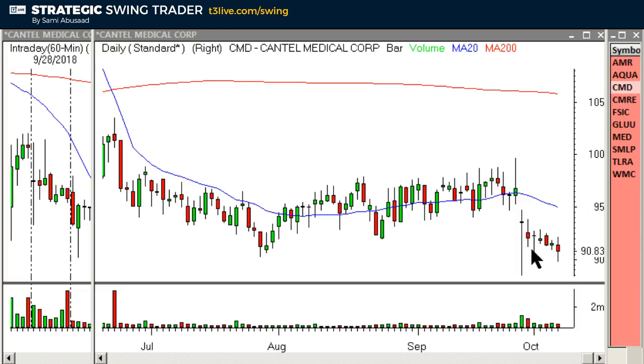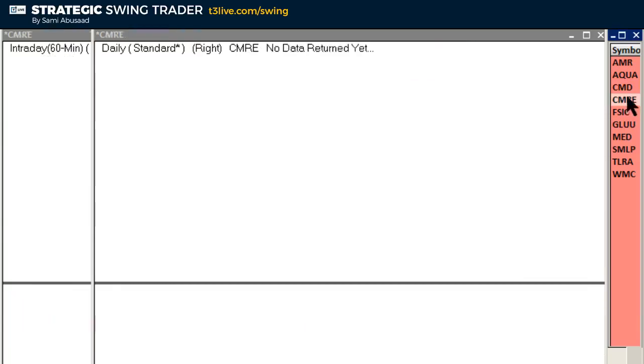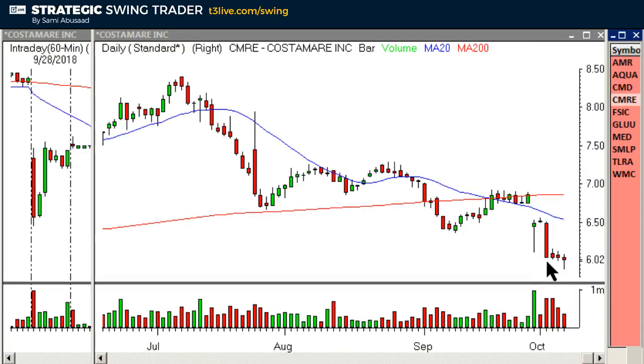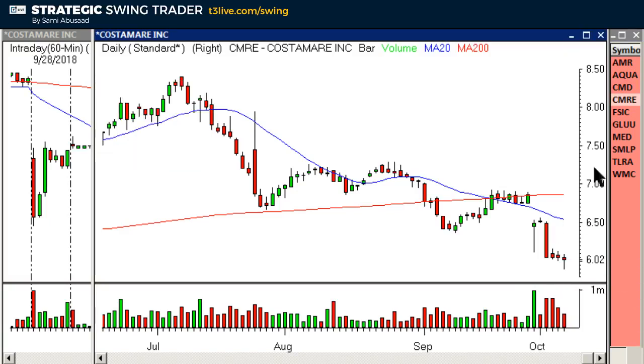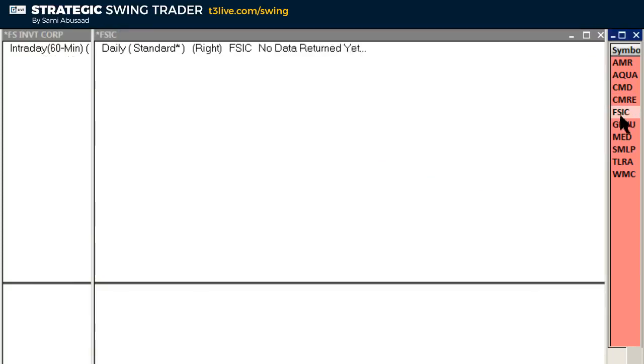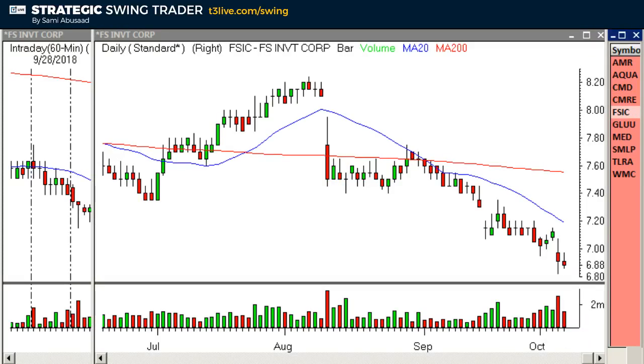CMD gapped under a base, so there's a lot of people that are trapped, and it's breaking down. So I like it lower. CMRE, base breakdown, a little extended, and the breakdown turned into a bottoming tail, so it already broke down. Now we would need to see it break under the bottoming tail in order for it to continue lower. So that's not bad, but it needs to break to negate that bottoming tail.